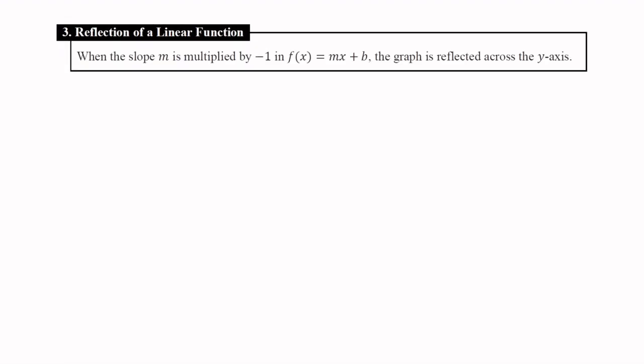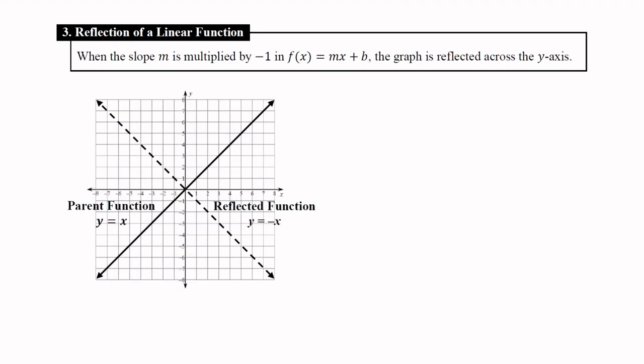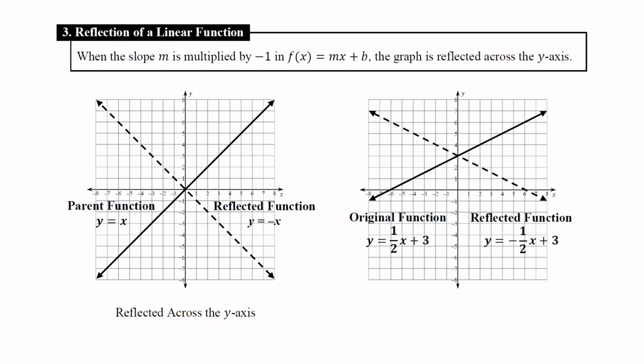The reflection of a linear function is when the slope m is multiplied by -1, causing the graph to reflect across the y-axis. So in this case, our reflected function is y equals -x. That caused a reflection across the y-axis. Here we have another reflected function. Again, the only change is the slope has become negative, which has also caused a reflection across the y-axis.